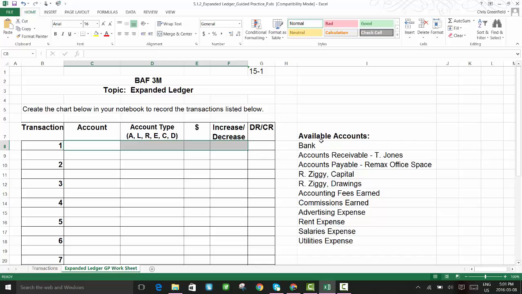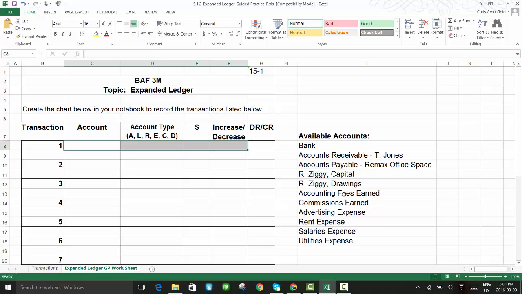So looking at our available accounts, they're in no particular order. We've got a bank account, an account receivable and payable, and then you'll see down here a few things that we're not really used to. We've got a capital account and then the drawings account for withdrawals.